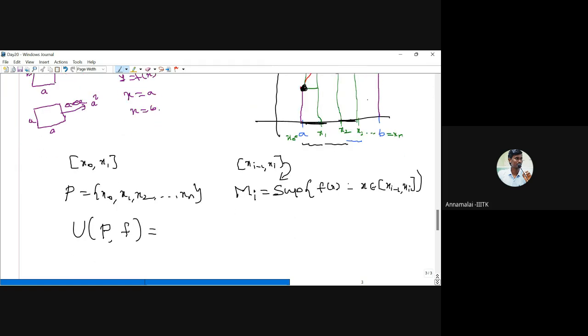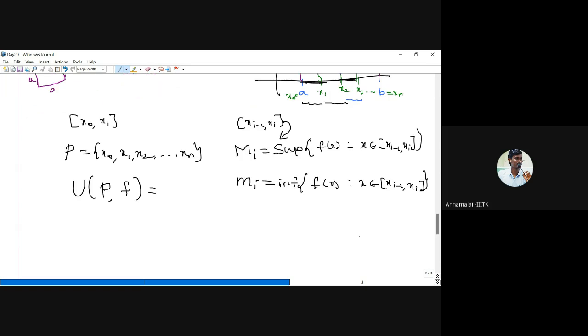The minimum value we define as small mi. Similarly, small mi is nothing but the infimum of the function in the ith interval, that is x varies in the ith interval xi minus 1 comma xi. If you take any subinterval, the function has a minimum value, which we call small mi. In the same subinterval, the function has a maximum value, which we call capital Mi. Therefore each subinterval has a minimum and a maximum value. Now we have to sum all these things.